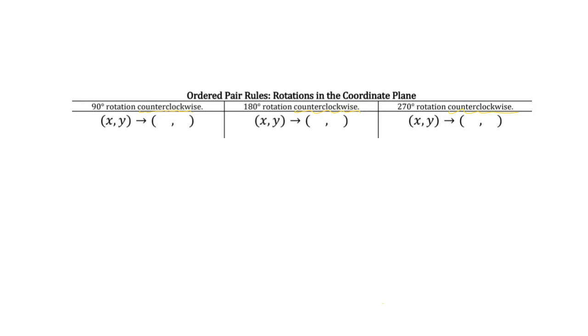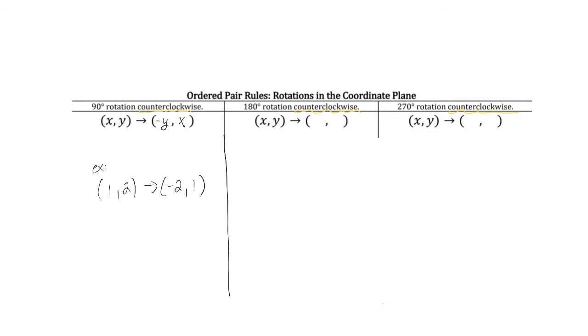Okay. So for a rotation of 90 degrees counterclockwise, we use our x, y changes: we're going to move our y as our x term, and we're going to take the opposite of it. Then our x becomes our y term. So for example, if we had (1, 2), our y becomes our x, and we take the opposite of it. So it becomes (-2, 1).